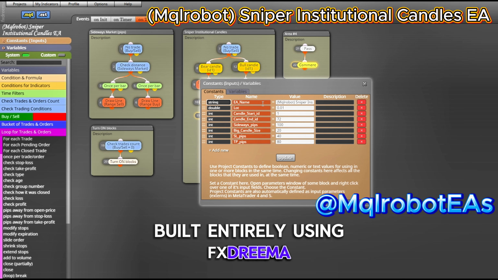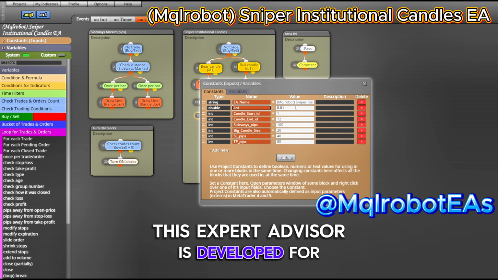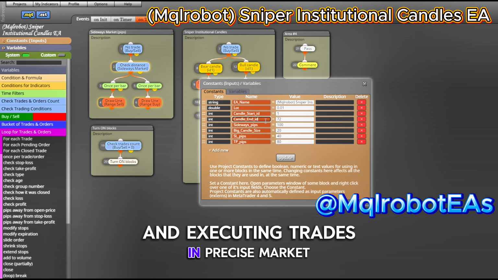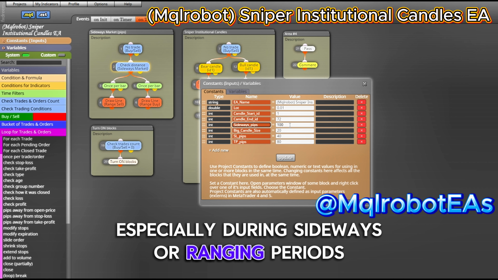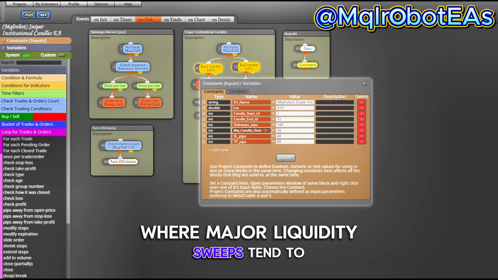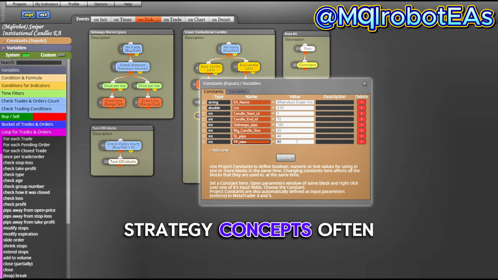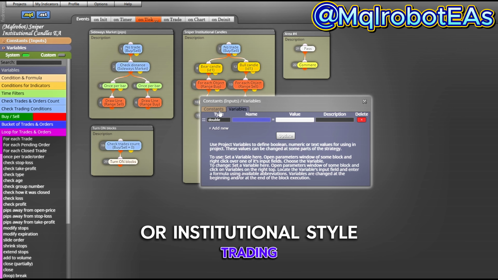Welcome to MQLrobot EAS. In this video, we'll explore the design and logic of the Sniper Institutional Candles EA, built entirely using FXDreema with no coding required. This expert advisor is developed for identifying institutional candle patterns and executing trades in precise market conditions, especially during sideways or ranging periods where major liquidity sweeps tend to happen. It's a tool designed for more advanced strategy concepts, often inspired by smart money or institutional-style trading.